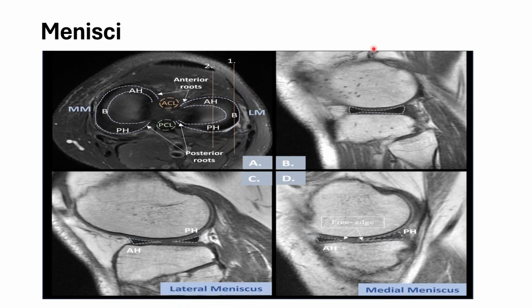Now another important structure of the knee joint are the menisci. There are two menisci, medial and lateral. They are C-shaped structures, and the medial meniscus is larger than the lateral meniscus. Both have an anterior horn, posterior horn and body. As we can see, this is the body in the sagittal image, and they appear as triangular dark structures in the sagittal image. This is the anterior horn, posterior horn, and they have free edges, so they form a triangular shape. So these are the menisci.